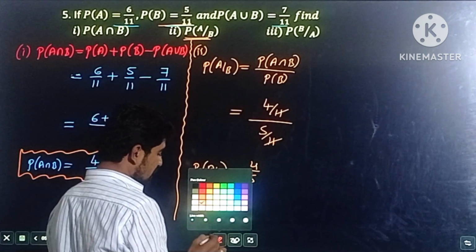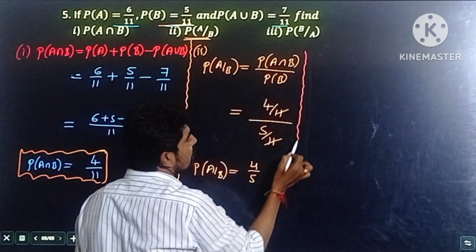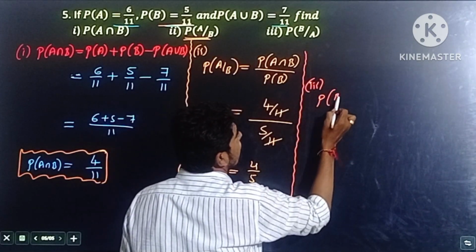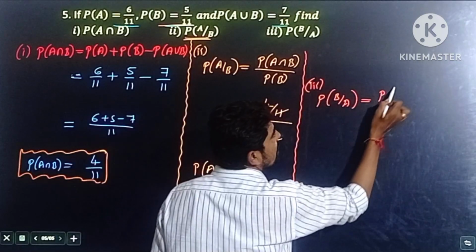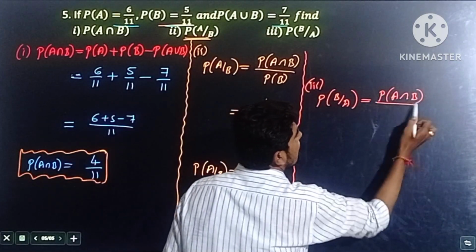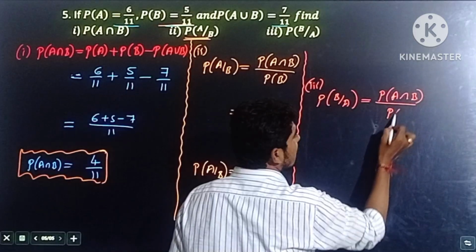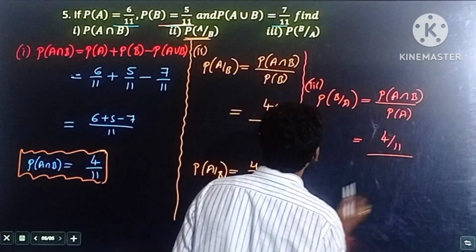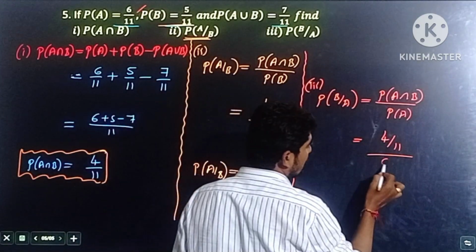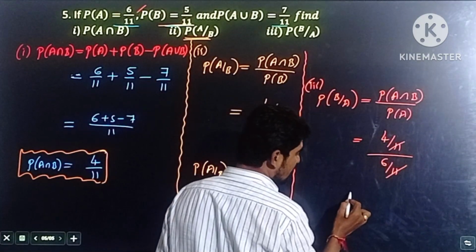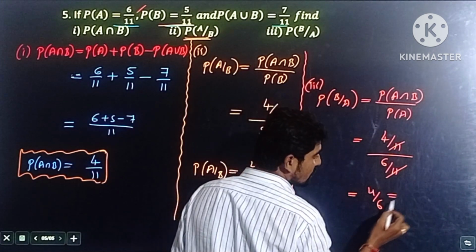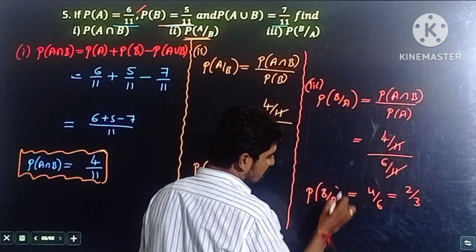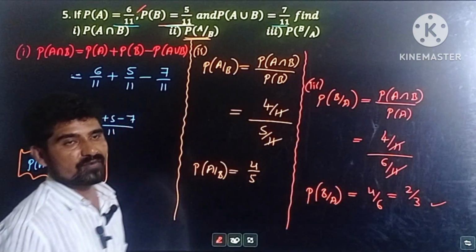And we need the third question. What is the third question here? Probability of B by A. And we know its formula. Probability of B by A is equal to probability of A intersection B divided by probability of A. The value of probability of A intersection B is 4 by 11, divided by probability of A, which is 6 by 11. So here 11 gets cancelled, which is equal to 4 by 6, and it is equal to 2 by 3, since 2 twos are 4, 2 threes are 6. Therefore, required probability of B by A is equal to 2 by 3. I hope all of you understood this question.